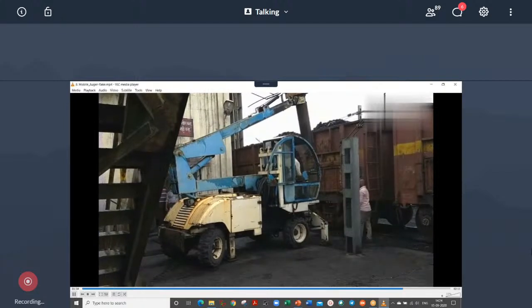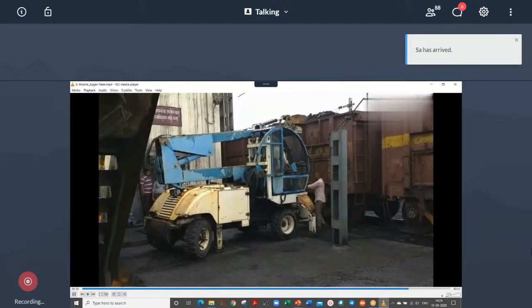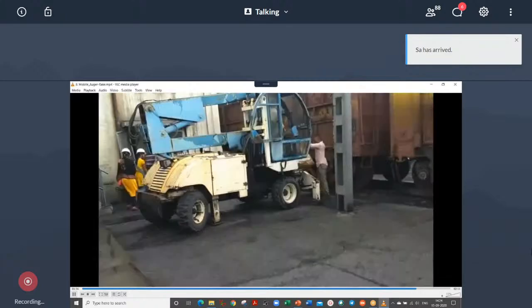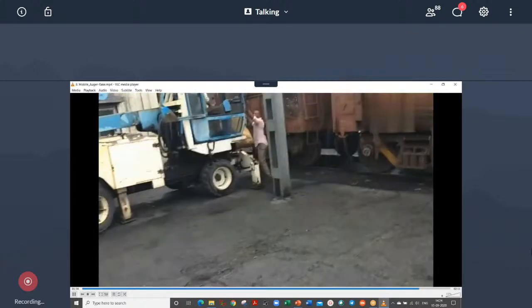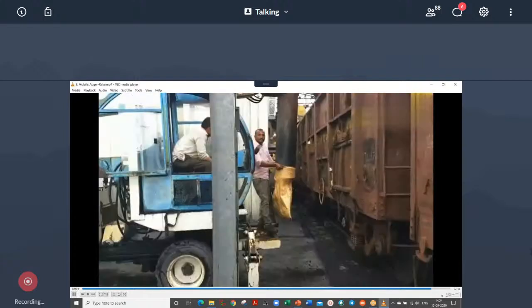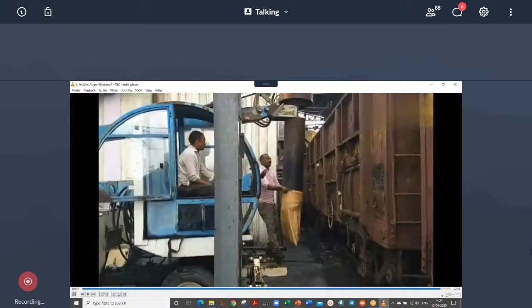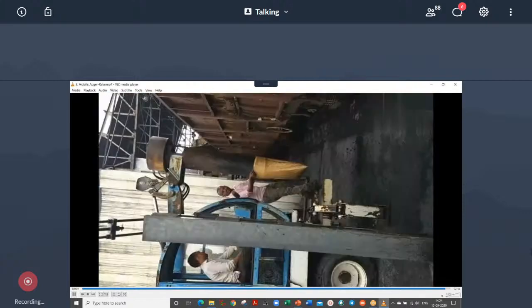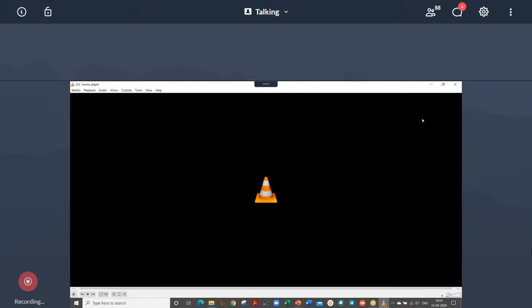And now he is putting the bag. We'll go front and see how this bag is well fitted. Yes, this bag is fitted. Now he's releasing the coal by rotating it in the opposite direction. Coal is filled. Now we have the sample within this. And this whole sampling process took only 90 seconds.